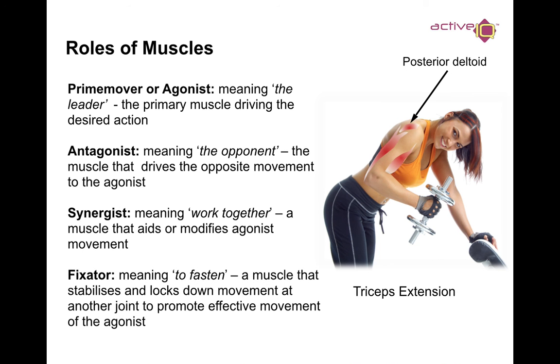Okay, then you've got a fixator, and as the name suggests, meaning to fasten, okay? So it's a muscle that stabilizes and locks down movement at another joint to promote effective movement of the agonist, okay? In this case, the upper trapezius, okay? If that wasn't there, obviously there could be a roll, maybe, of the body, and it basically just makes sure everything stays stable apart from the areas that you want to move.